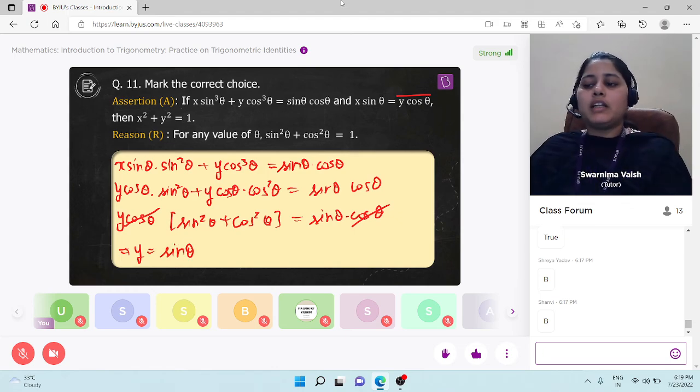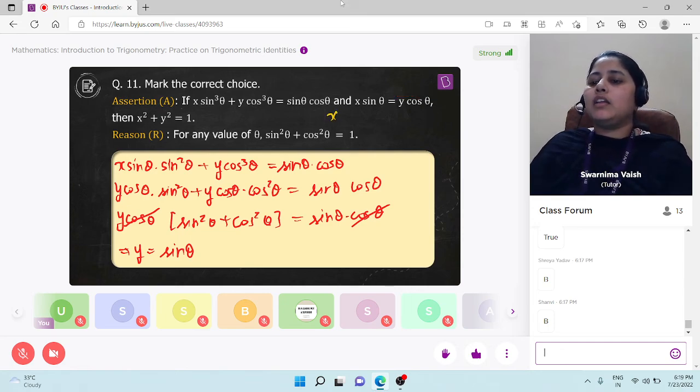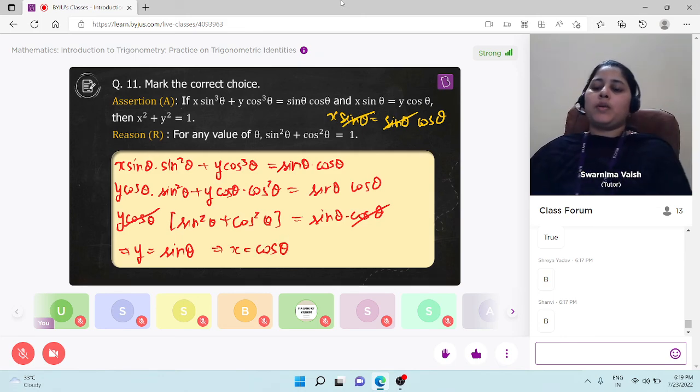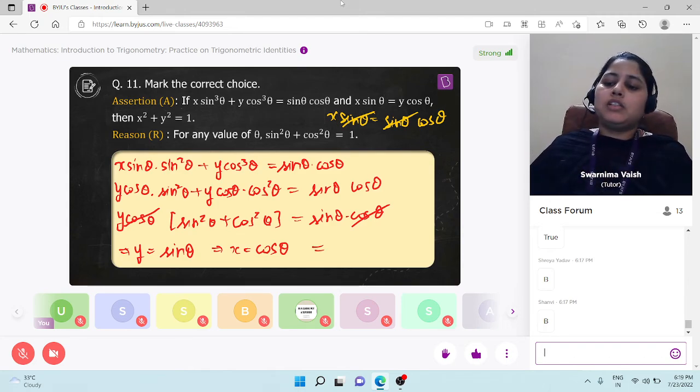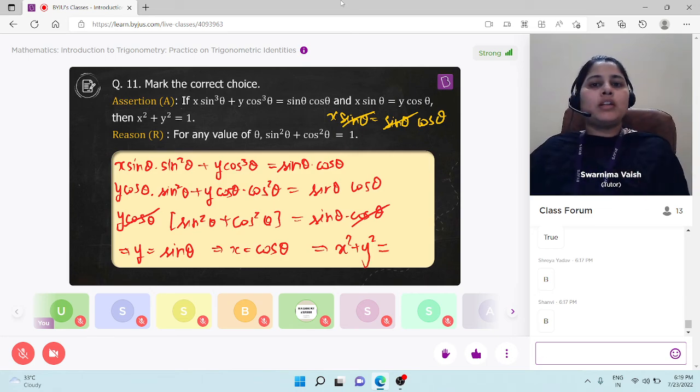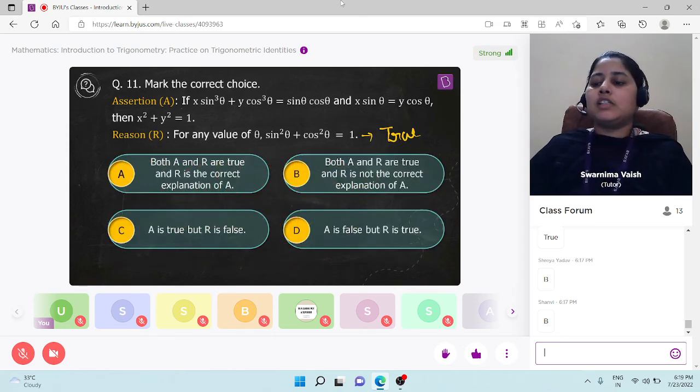Now, y's value is sine theta, so let's put the value of y here. So x sine theta, what will it be? y is also sine theta, so sine theta into cos theta. Sine to sine is cancelled out. It means x will be equal to cos theta. Now students, x's value is cos theta, y's value is sin theta. It means x square plus y square will be cos square theta plus sin square theta, that is 1. It means students, the first statement is also a true statement.